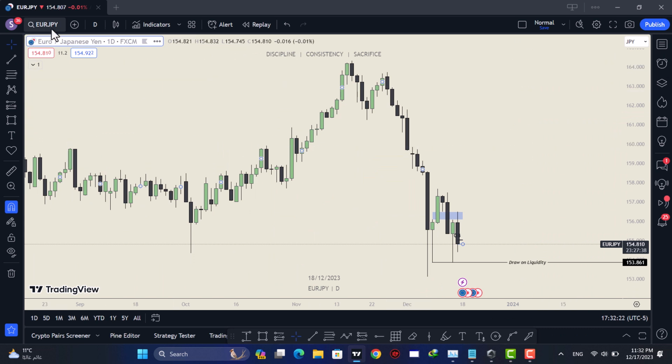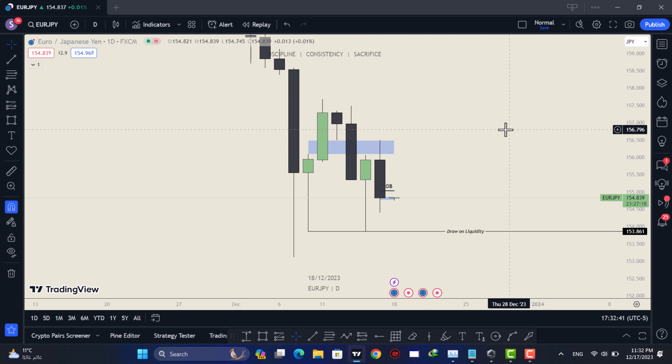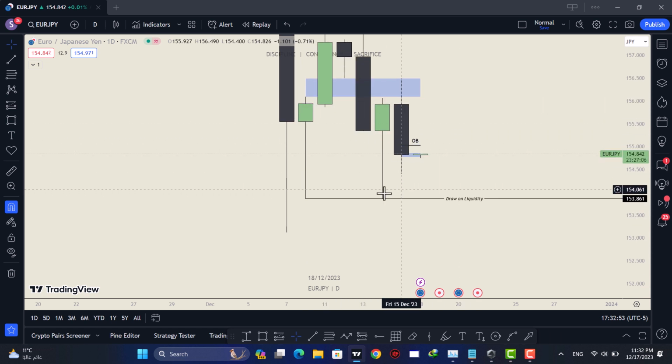This is the euro against Japanese yen. Pretty much the same thing. We have a clear draw on liquidity, these equal lows. We have this inversion fair value gap, right? Price returned to it. This is a BPR, right? As you can see, perfect rejection, filled all the way to here, to this fair value gap first, and then the extreme high of the inversion fair value gap, and now we are heading lower to these clean equal lows.